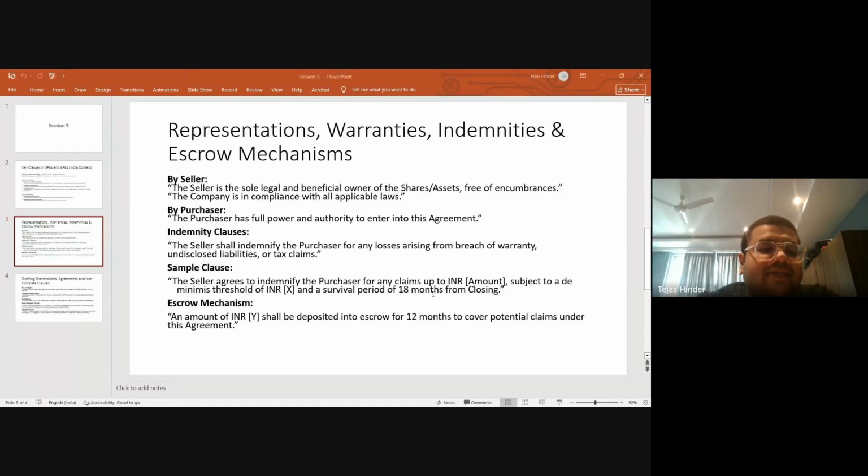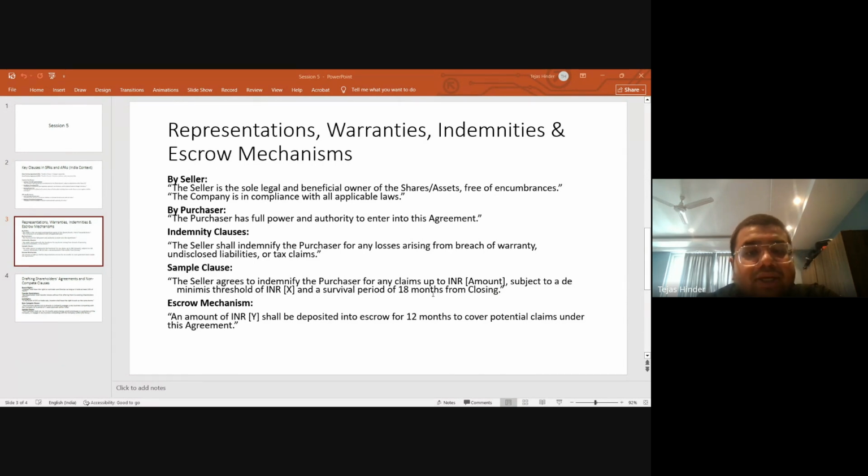So what are the key elements? Firstly, the escrow amount is usually 5 to 20% of the deal value. The escrow period is 12 to 36 months based on the claim window. And there is a claim process, which will basically be notice, objection, and disbursement procedure agreed contractually.